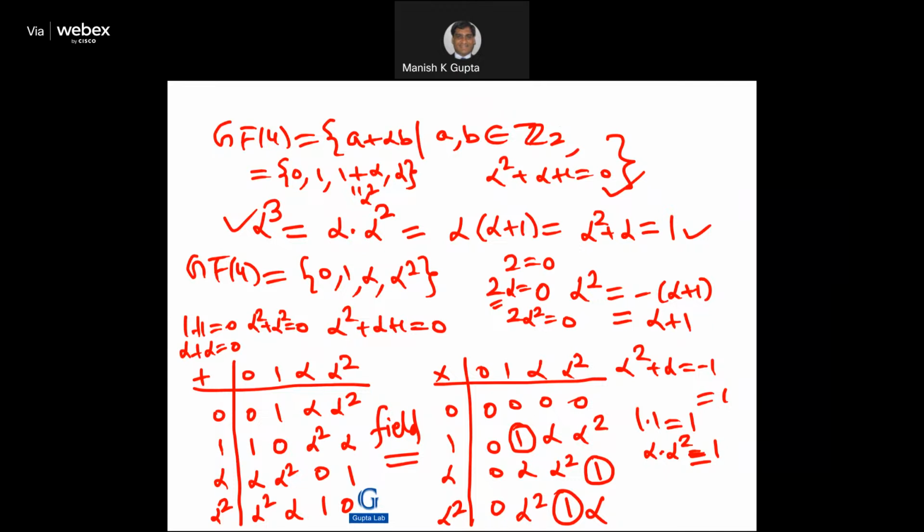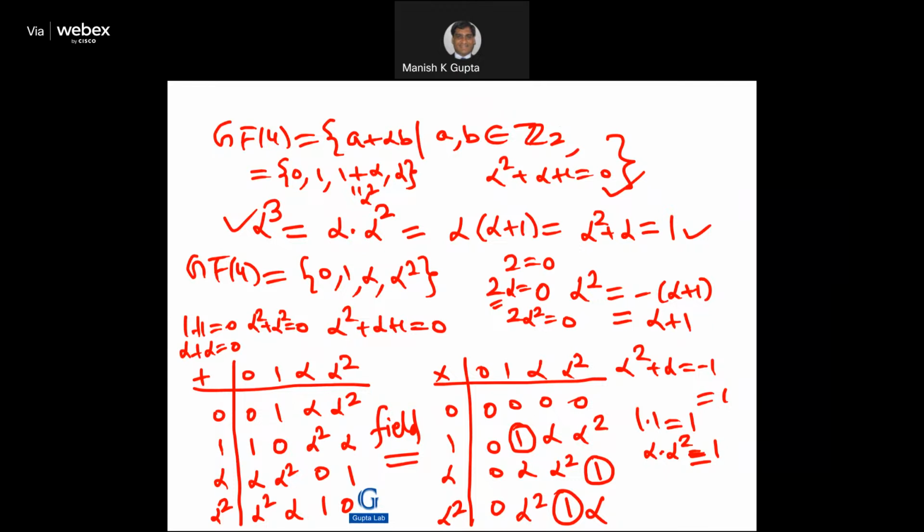So now, what about 5 number of elements? We have Z5. 6 number of elements, Z6, is it a field? Why? Because 2 times 3 is equal to 0, and none of them is 0. So 2 and 3 are zero divisors, right? So they will not have an inverse when you make the table. Okay? So Z6 is not a field.